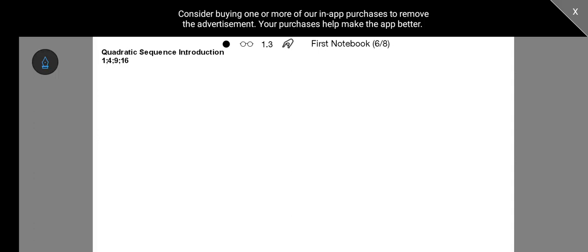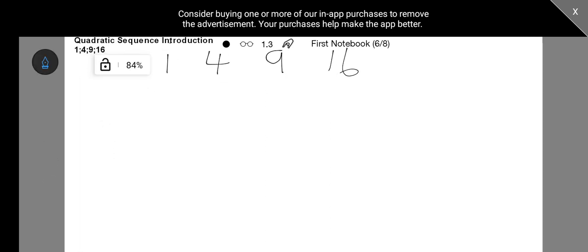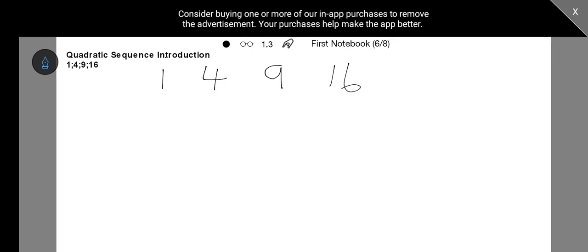Now the sequence, to write it nicely, is 1, 4, 9, 16. Now in this lesson, I'm gonna make things simple for you. Let's do it this way.